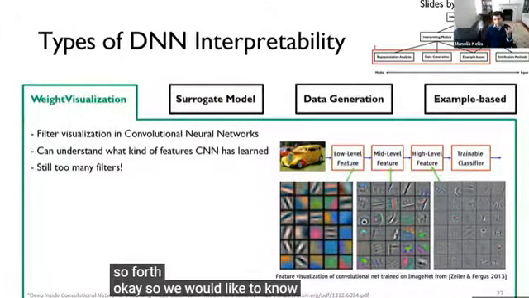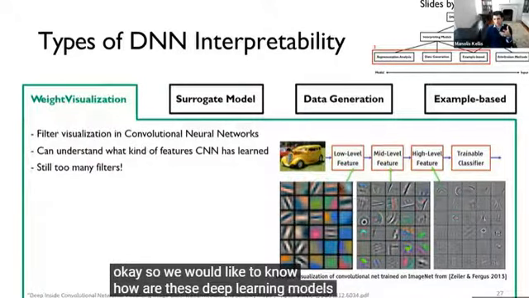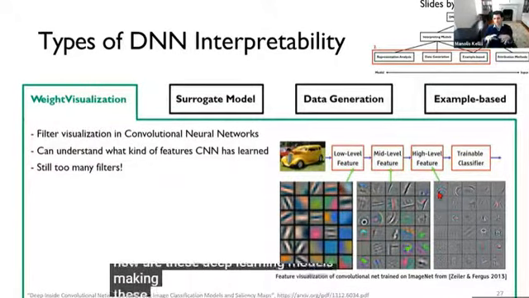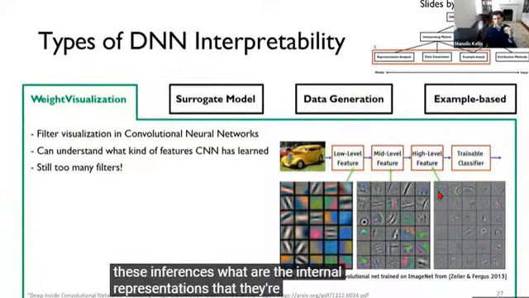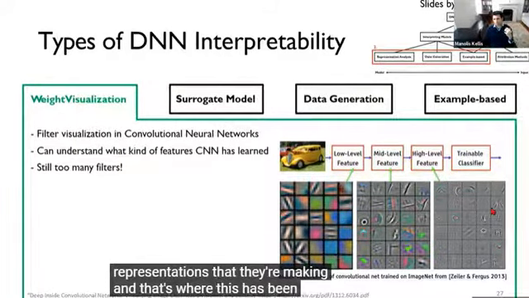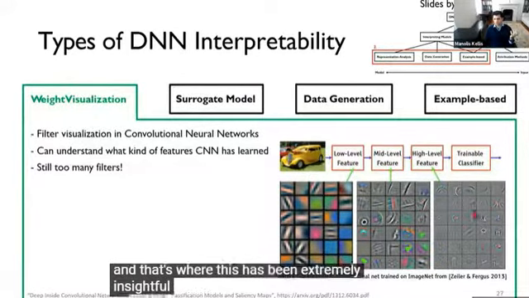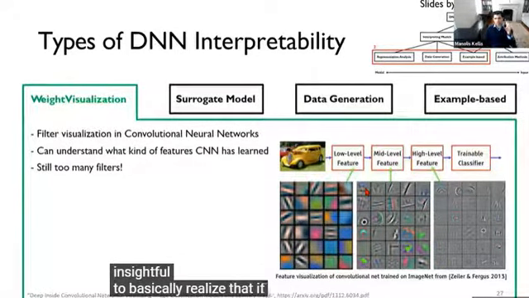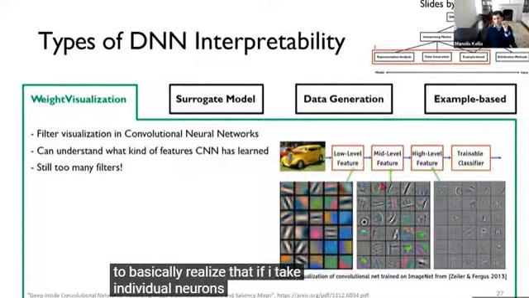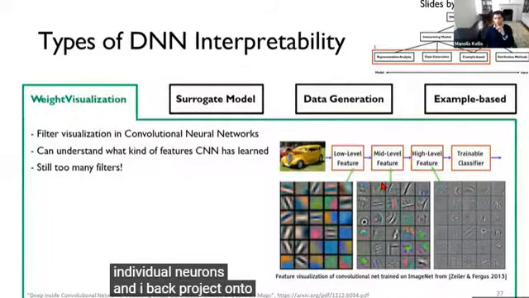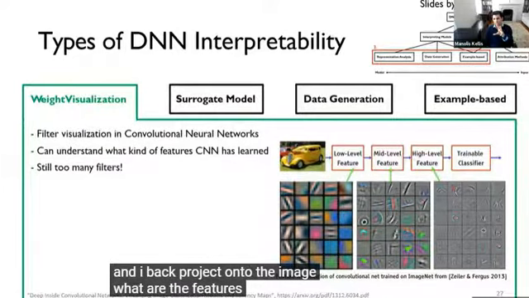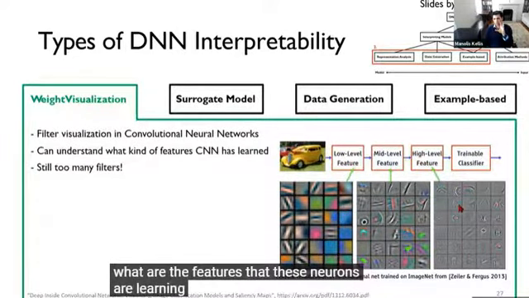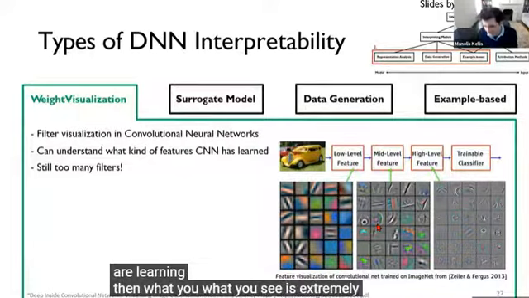so we would like to know, how are these deep learning models making these inferences? What are the internal representations that they're making? And that's where this has been extremely insightful, to basically realize that if I take individual neurons and I back project onto the image what are the features that these neurons are learning, then what you see is extremely insightful.